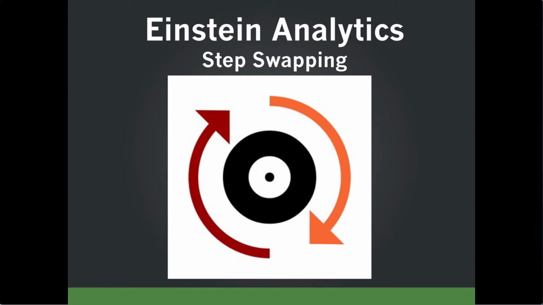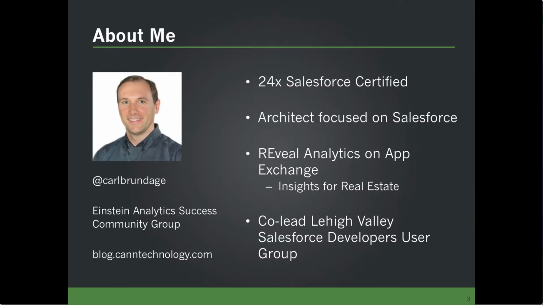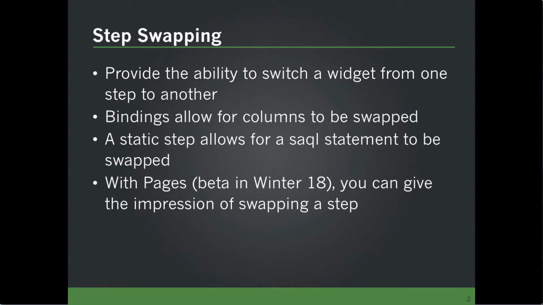Today we're going to take a look at how we can get a step swapper inside of Einstein Analytics. Now you may be familiar with using a static step and bindings in order to change the columns that display in a chart. One of the things that's been asked for before is the ability to change a widget to a completely different step. Well, you can get a little bit close by using bindings and a SACL statement, but if you wanted to have a compact form step, you're out of luck.